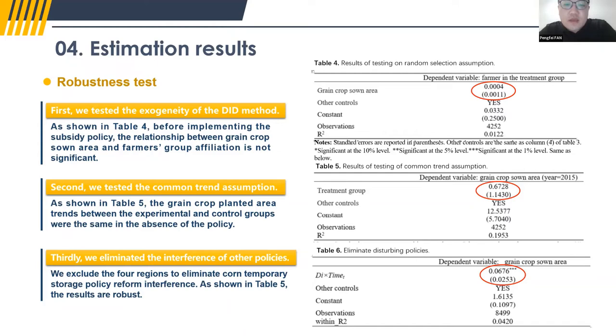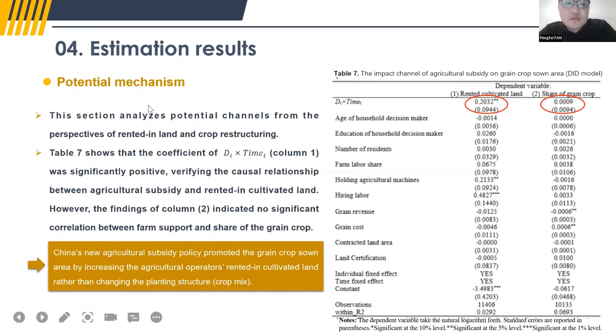Furthermore, we also want to know how the agriculture subsidy increases the planted grain crop. As one farmer, on one hand, he can enlarge his rented land. On the other hand, they also can change the planting structure to increase the crop area. And the table six shows that the new subsidy policy promotes the grain crop soil area by increasing the farmers' rented-in cultivated land rather than changing the planting structure.